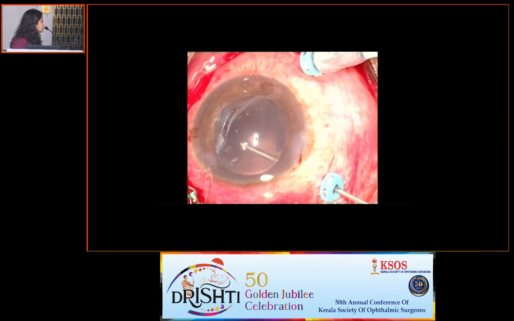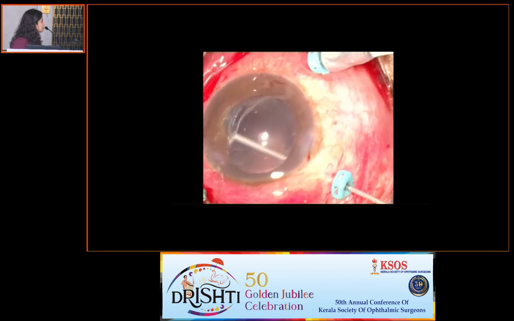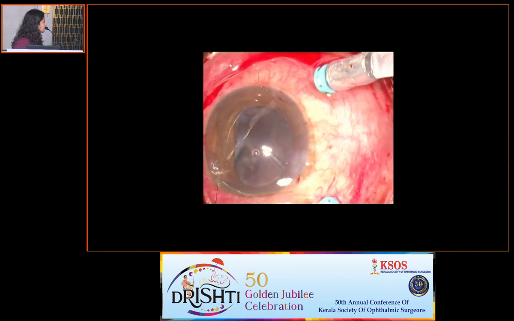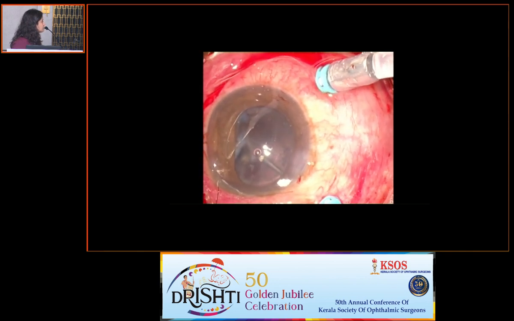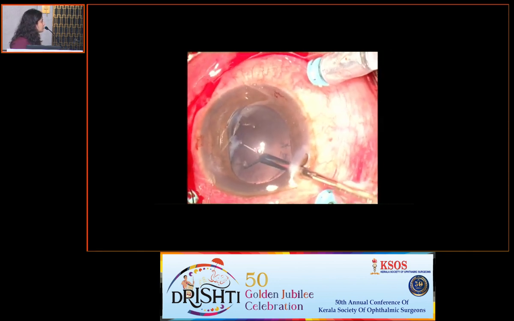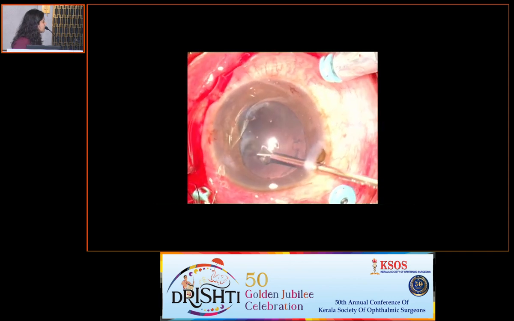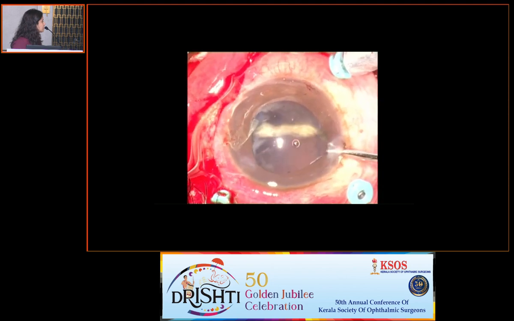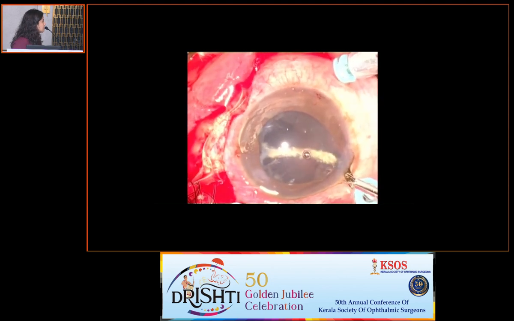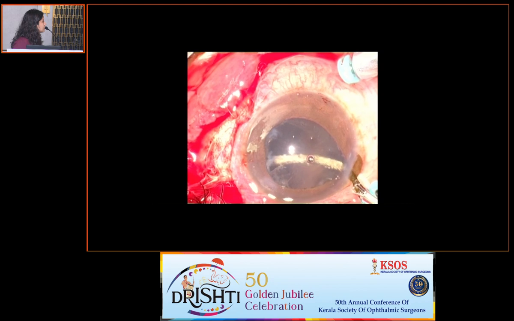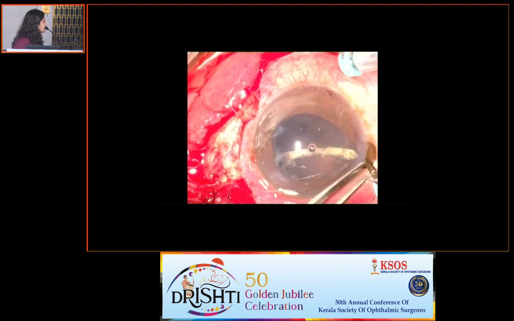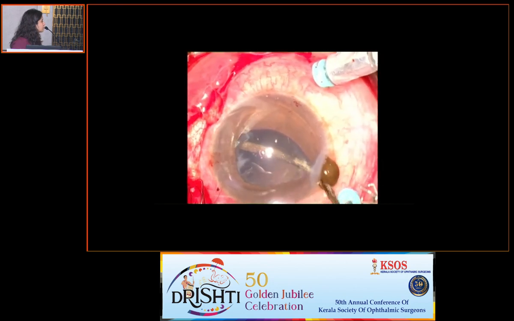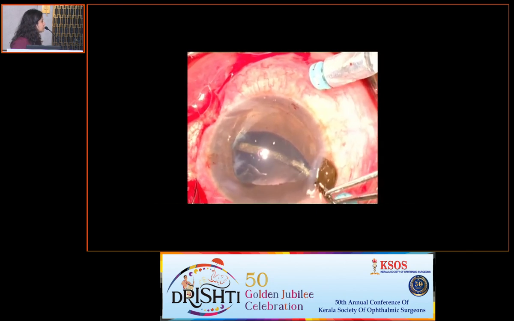The pars plana region was cleared. We could see a metallic shine at the region of pars plana. We nudged the area and an intraocular foreign body was noticed. It was grasped with a 3-pronged forceps and was externalized slowly in a controlled manner. At last, here comes a large intraocular foreign body.